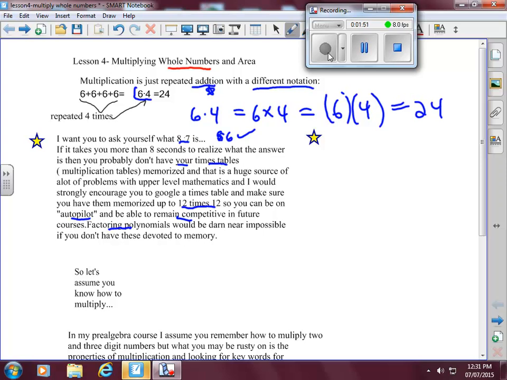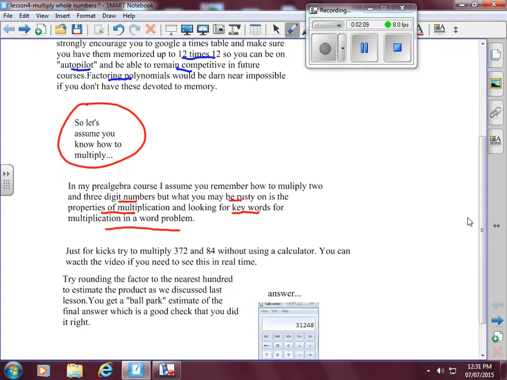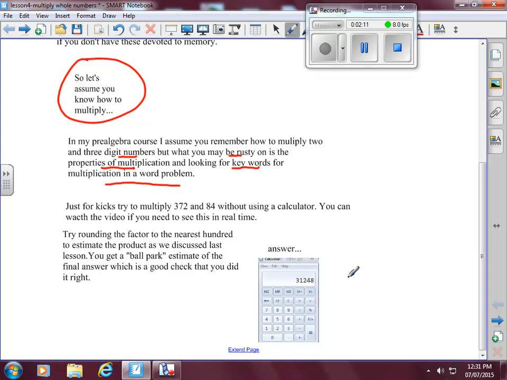So let's assume you know how to multiply. In fact, in my pre-algebra course, I go under the blanket assumption that you remember how to multiply and divide 2- and 3-digit numbers. But what you may be rusty on is the properties of multiplication and looking for keywords in a word problem. Well, just for kicks, let's go ahead without a calculator. Let's see if we can take 372 times 84.